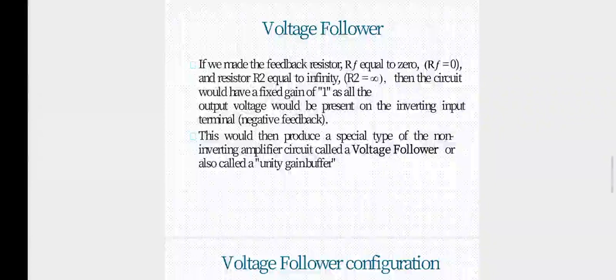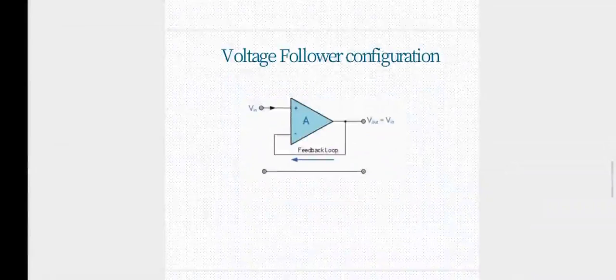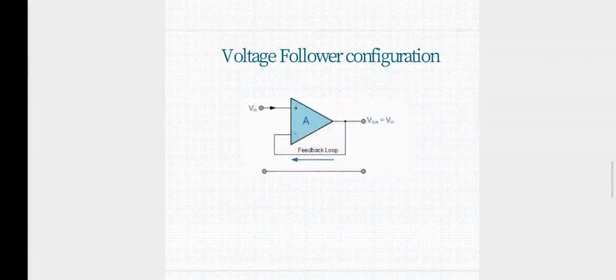By changing the feedback resistor to 0 and making the R2 resistance infinity, we can convert the non-inverting amplifier into the voltage follower. This is the voltage follower circuit. You can see here there is no resistance present in the feedback path. So Vout is directly proportional to Vin.